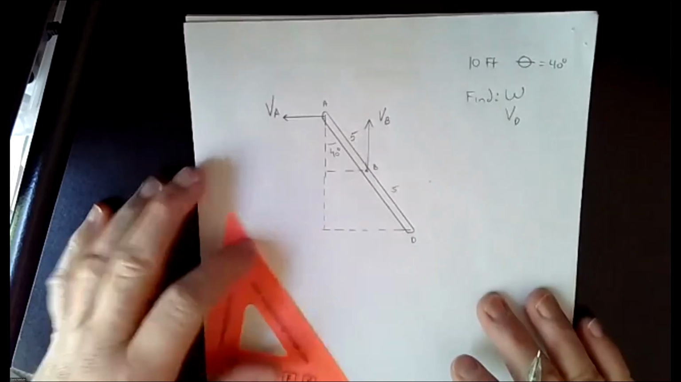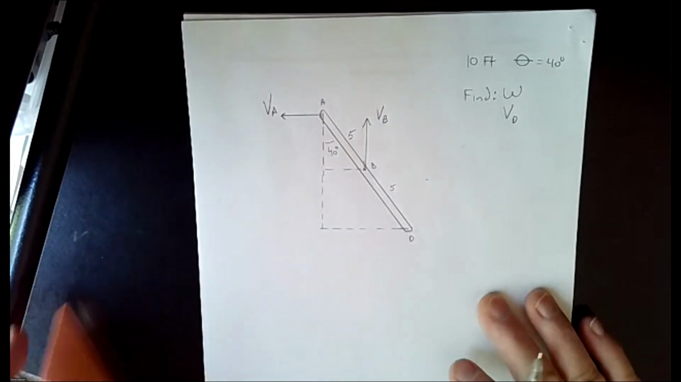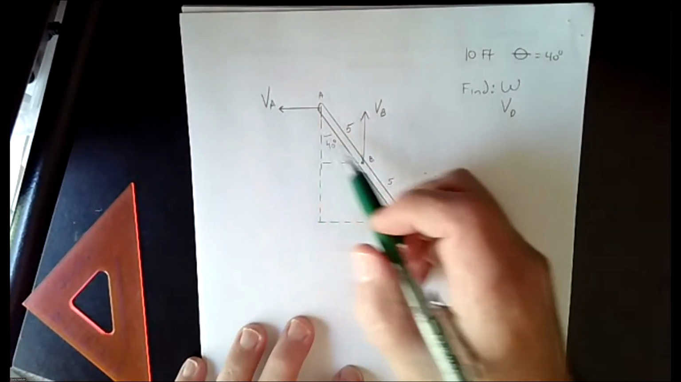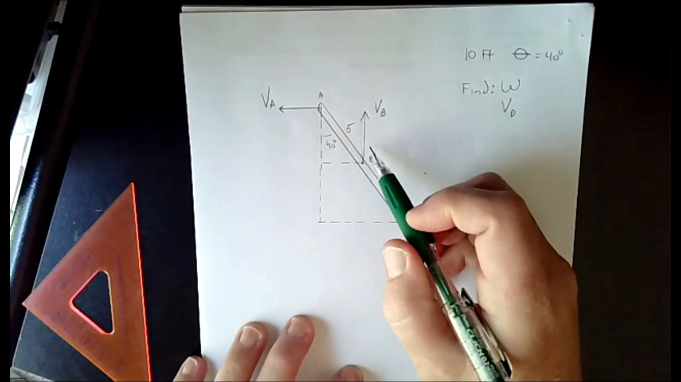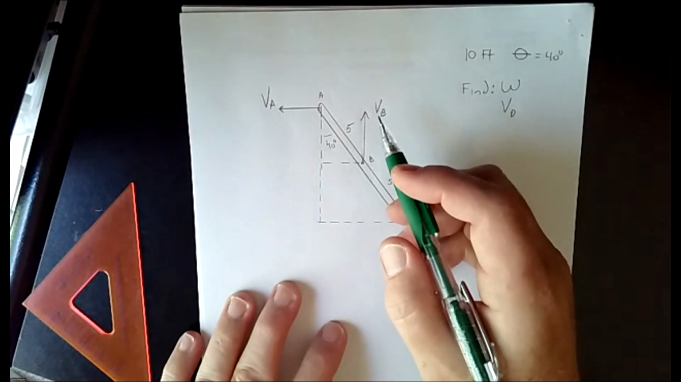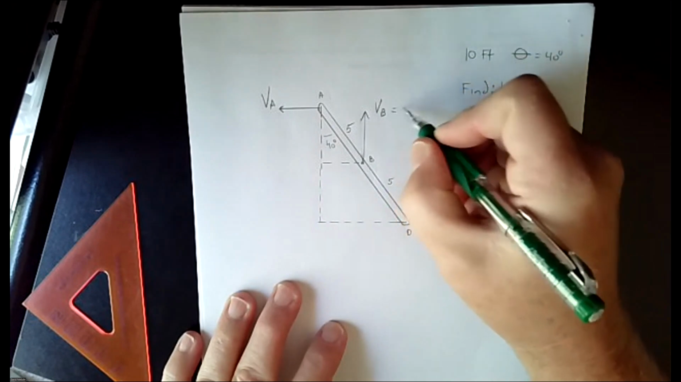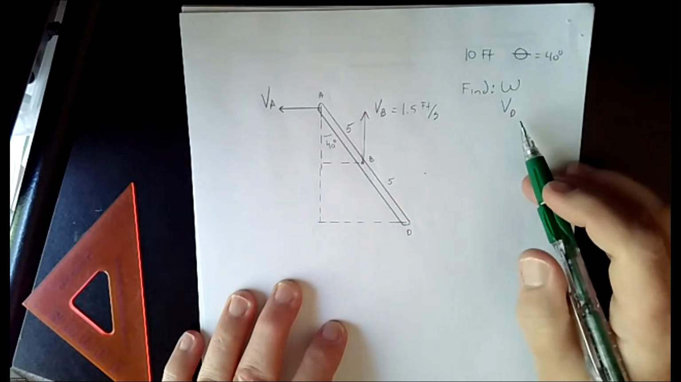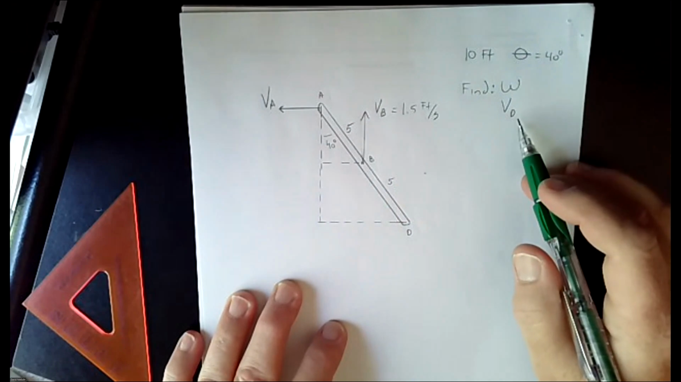Okay, so you've probably already completed it, but let's just check the work. So here we have velocity A going that way, velocity B going this way, right? And we're given that this is 1.5 feet per second. So we want to find omega and velocity D.